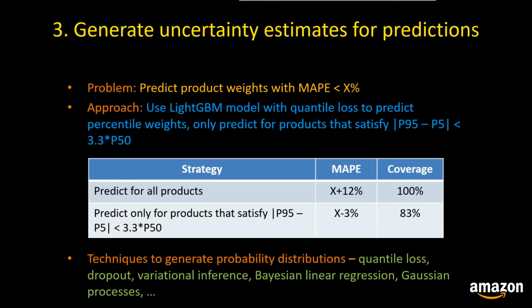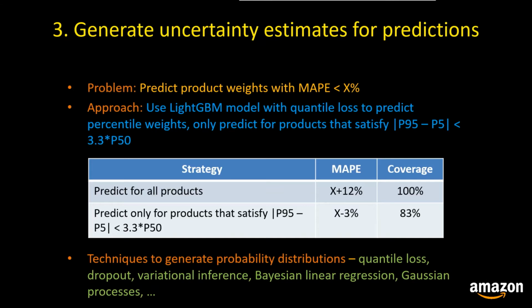Here, X is some number. I've just not revealed it for confidentiality reasons. So the approach that we use here is to train a LightGBM model with quantile loss to predict the different percentile weight values. Now we can use this model to predict weights for all the products, and this would give us a coverage of 100%, but it would also result in a high MAPE of X plus 12%, which is higher than what was required by business. So this doesn't really meet the business requirements that we have.